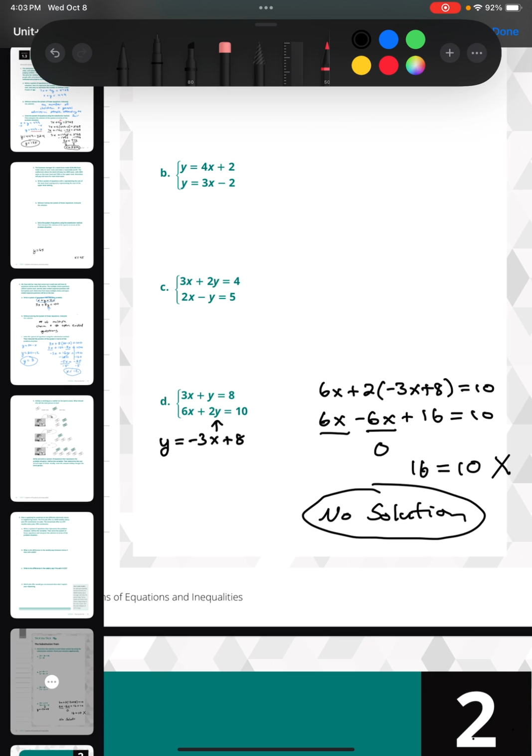All right, so next lesson we'll look more into systems now that we've seen our first method of solving by substitution.